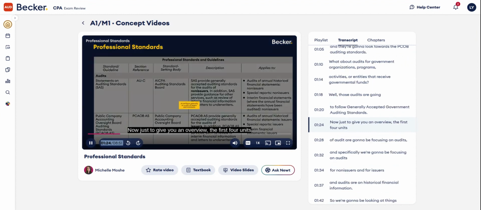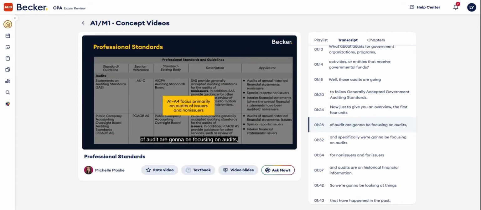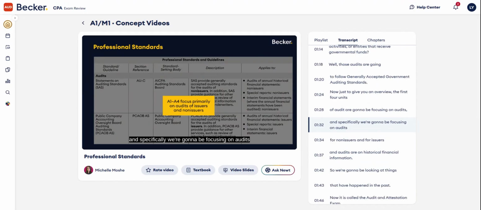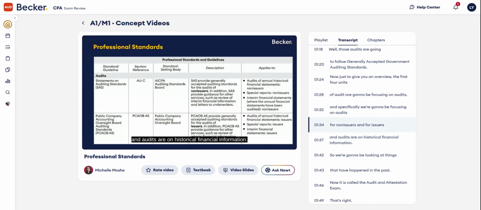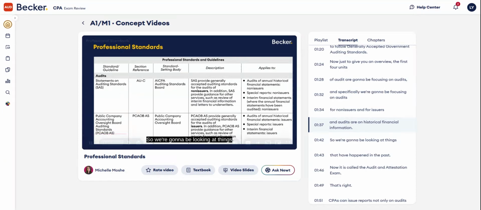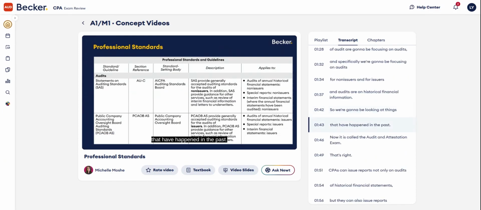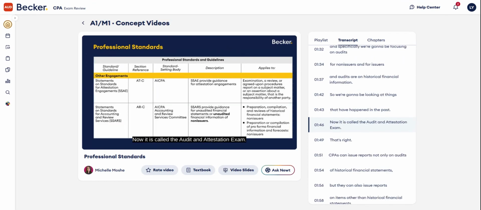Now, just to give you an overview, the first 4 units of audit are going to be focusing on audits. And specifically, we're going to be focusing on audits for non-issuers and for issuers. And audits are on historical financial information. So we're going to be looking at things that have happened in the past. Now, it is called the Audit and Attestation Exam.